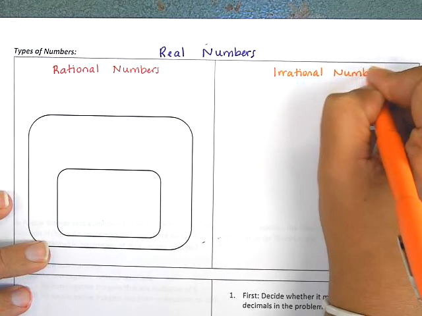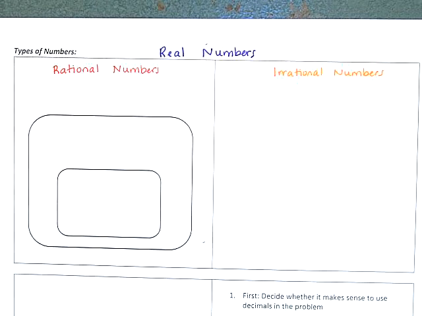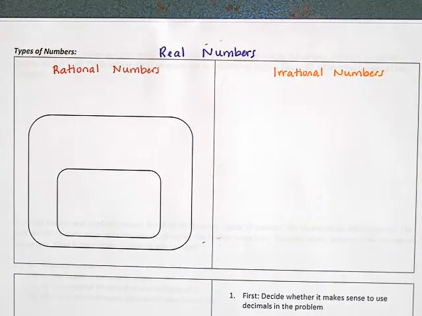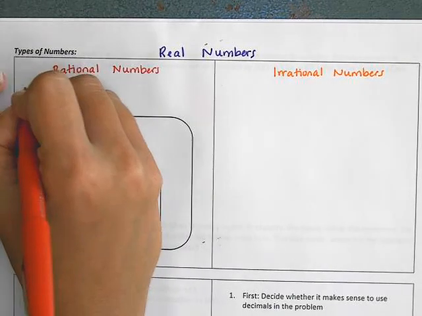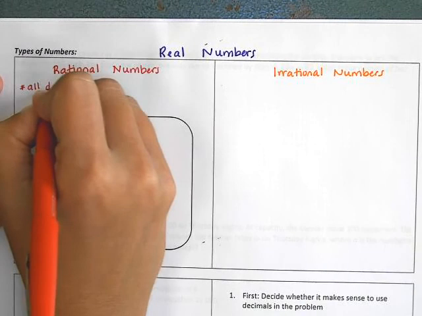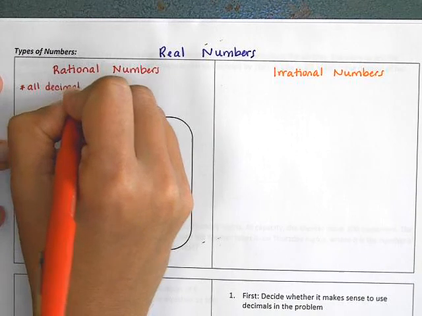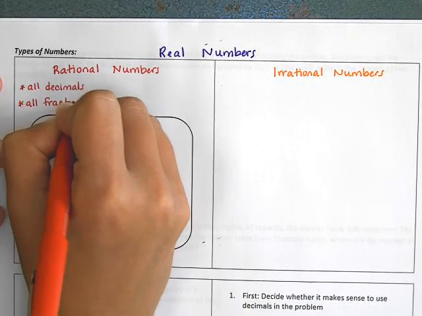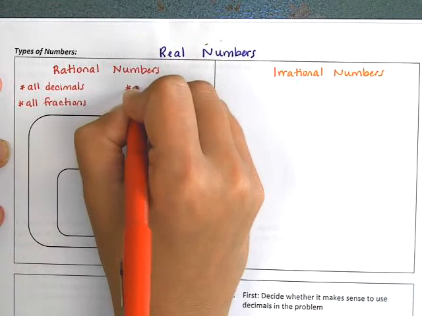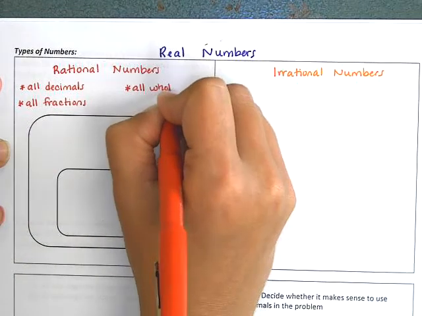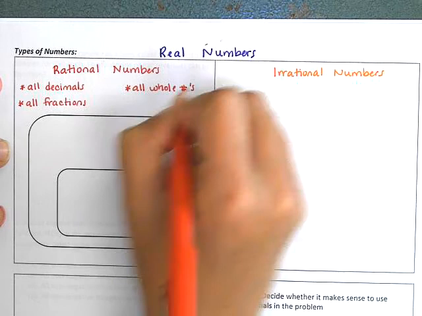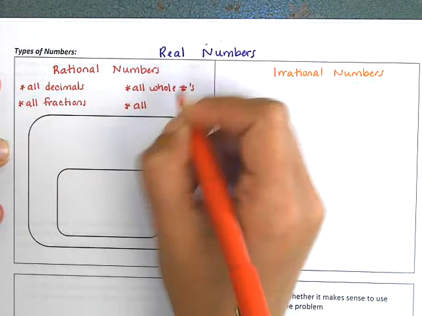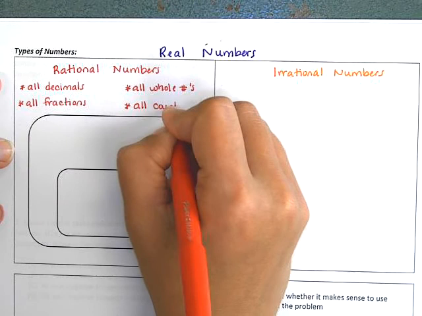Now you can't be both rational and irrational. Just like you can't be both a freshman and a sophomore at the same time. You have to be one or the other. So rational numbers are going to be all decimals. All fractions. All whole numbers. All counting numbers like negatives and positive.